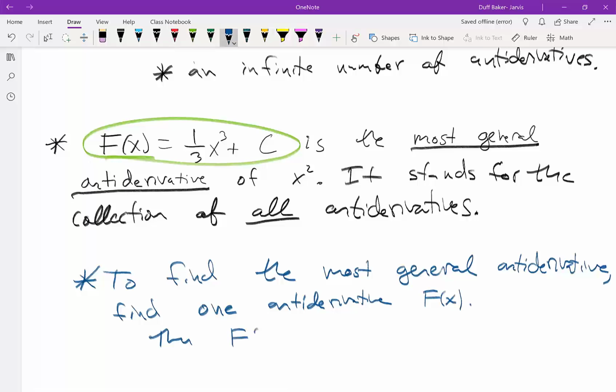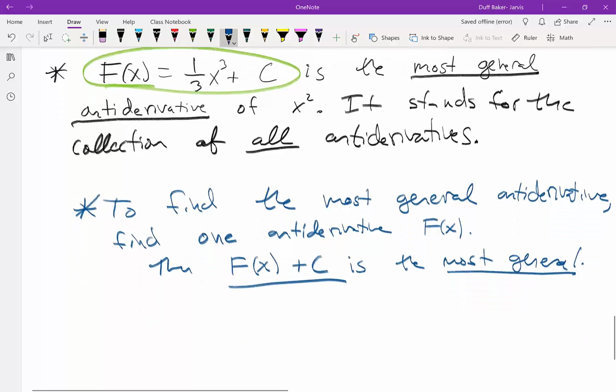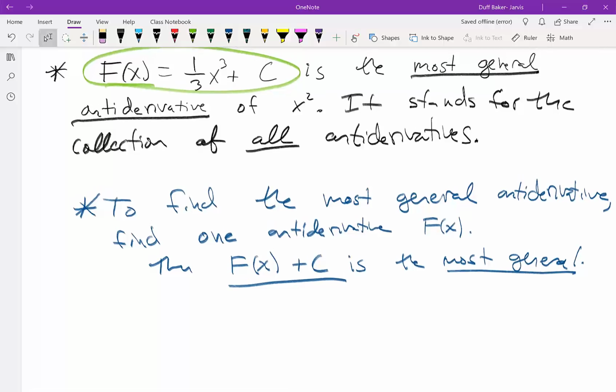Then you just add the plus c. Okay, so the idea is you just find one and then you add plus c, and that gives you all of them. So it's actually not too bad, though it turns out taking antiderivatives is usually a bit harder in general.